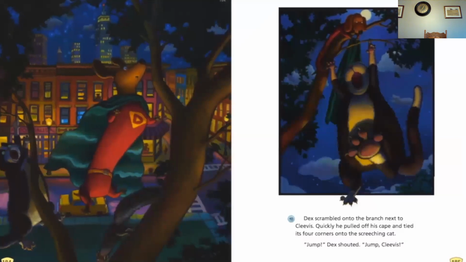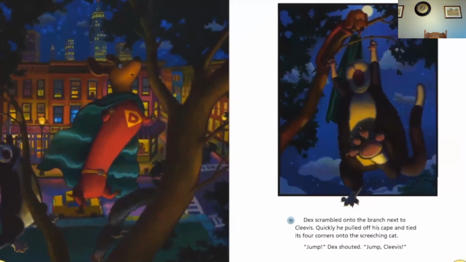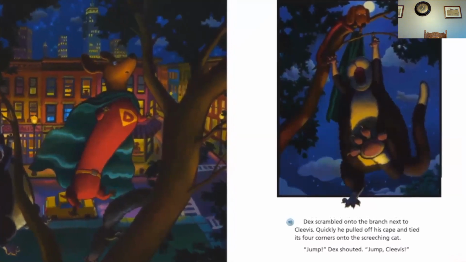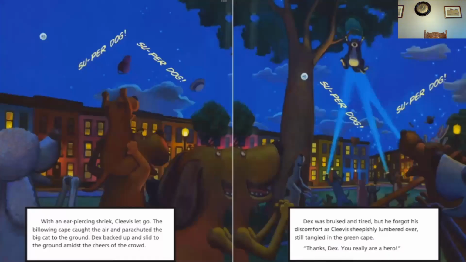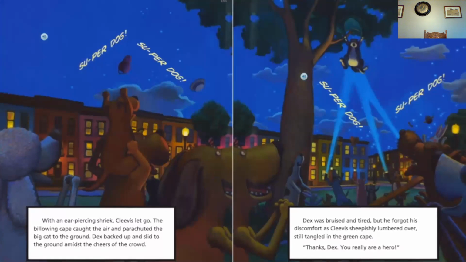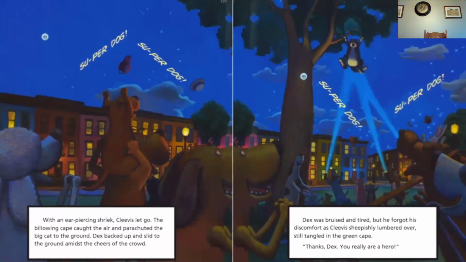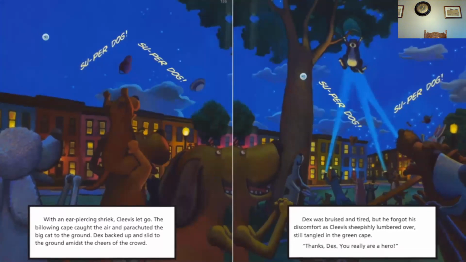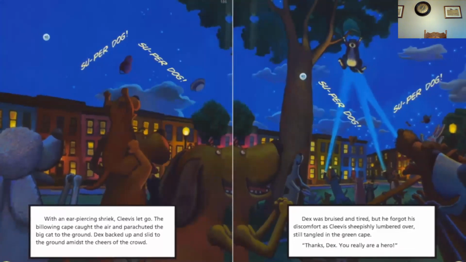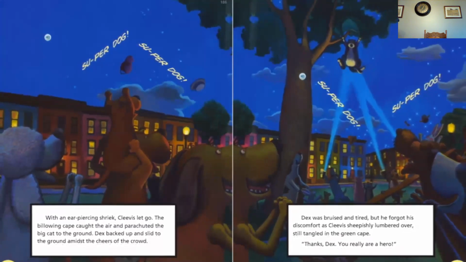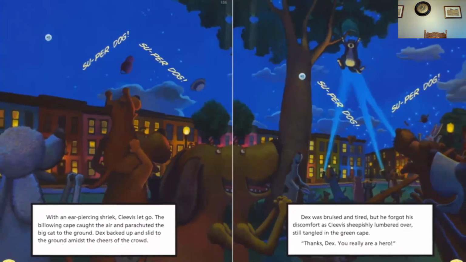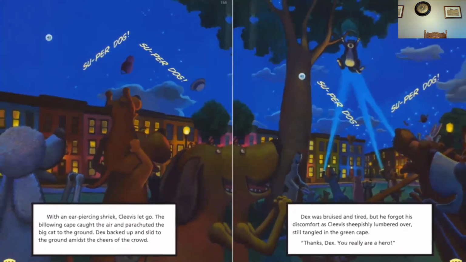Dex scrambled onto the branches next to Clevis. Quickly he pulled off his cape and tied it into 4 corners onto the screeching cat. "Jump!" Dex shouted. "Jump, Clevis!" With an ear-piercing shriek, Clevis let go. The billowing cape caught the air and parachuted the big cat to the ground. Dex backed up and slid to the ground amidst the cheers of the crowd. Super dog! Super dog! Dex was bruised and tired, but he forgot his discomfort as Clevis sheepishly lumbered over, still tangled in the green cape.